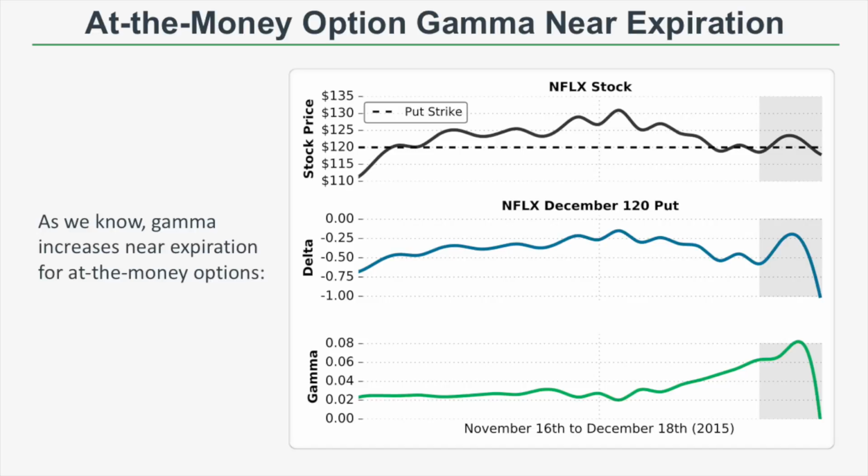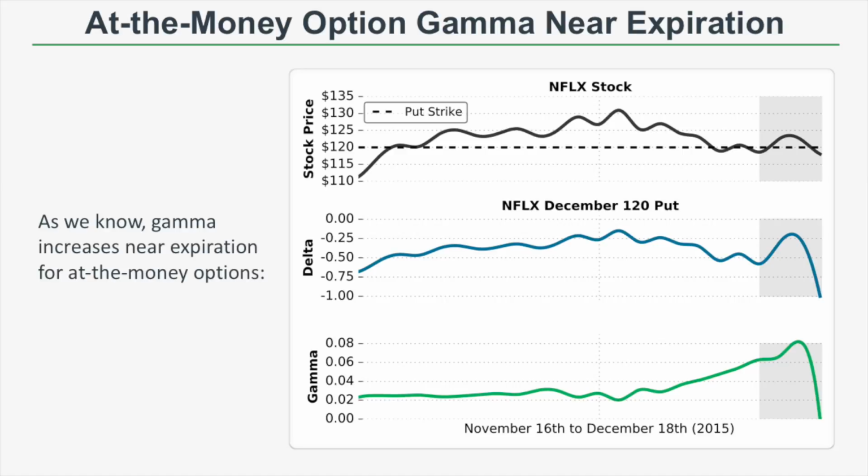So to demonstrate the difference between at the money, in the money, and out of the money option gamma, we're going to look at a couple examples of various scenarios going into expiration. So in this first example, we're looking at an option that is at the money as expiration approaches. So we're looking at a put with a strike price of $120. Now as we can see here, the stock price is trading right around $120 going into expiration.